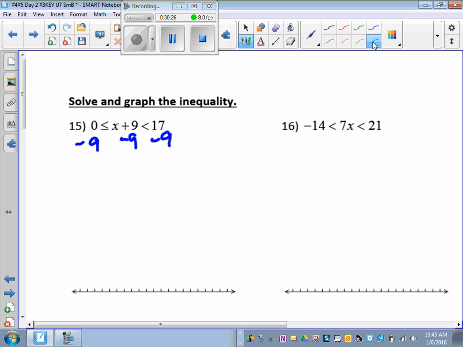All right, so 0 minus 9, negative 9. We still have less than or equal to x. 9 and negative 9 cancel out to 0. Less than, what's 17 minus 9? 8. Good.